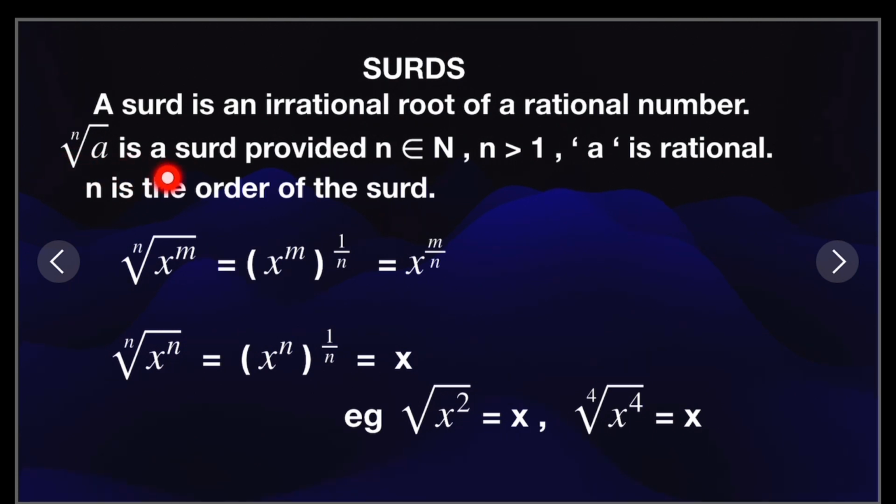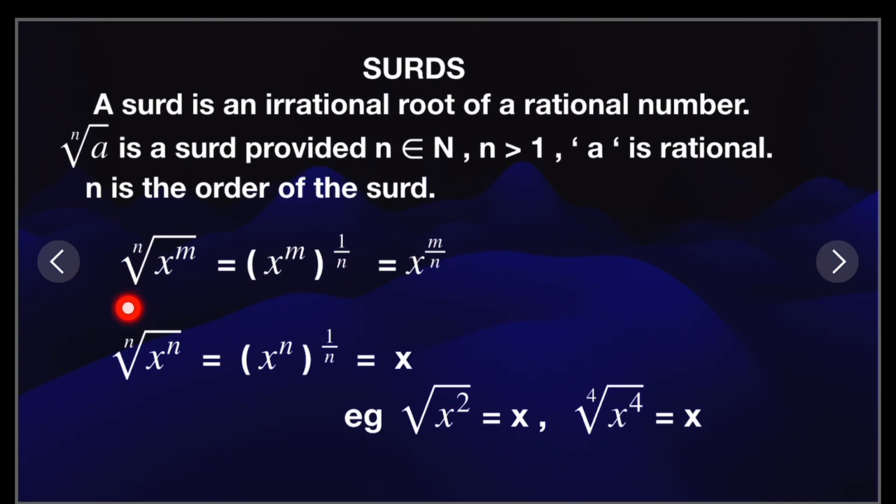The nth root of A is a surd provided n belongs to natural numbers, n is greater than 1, and A is rational. N is the order of the surd. What is important to note here is that a surd is an irrational number. It's an irrational root of a rational number. N is called the order of the surd, A we know is a radicand, and n should always be greater than 1. A is a rational number and it is called a radicand.